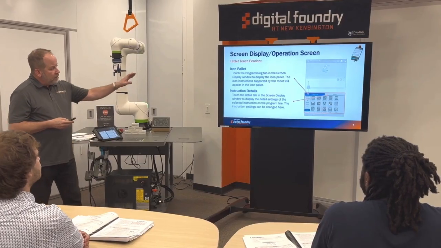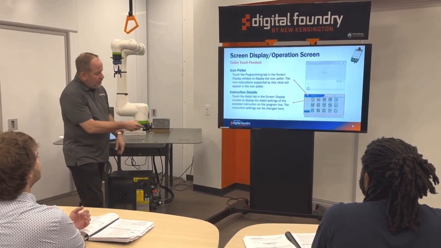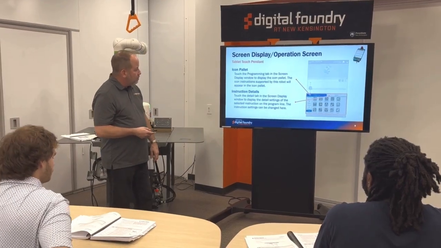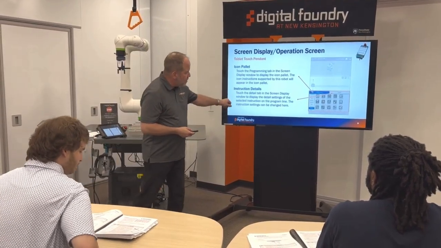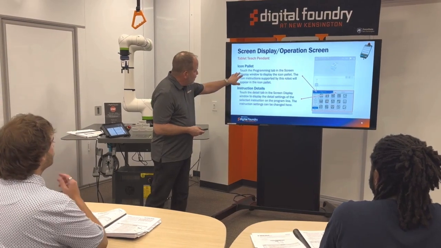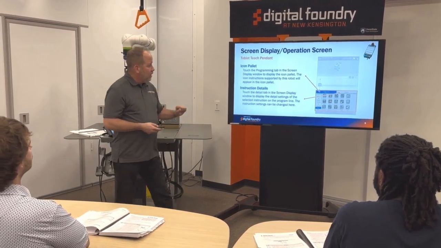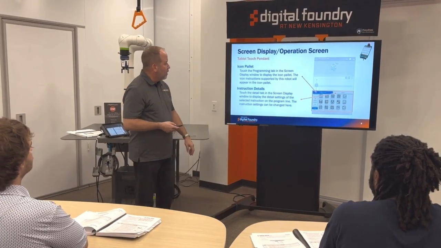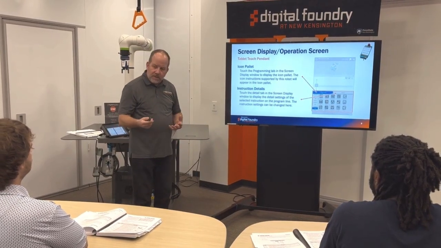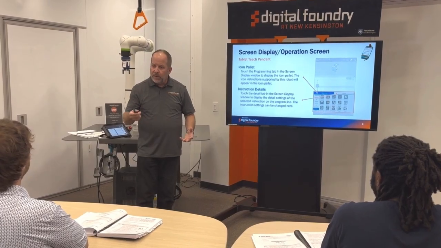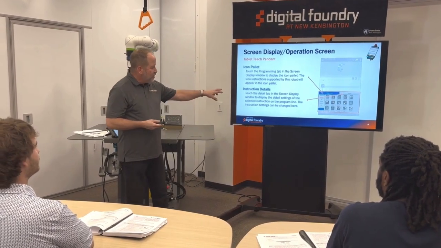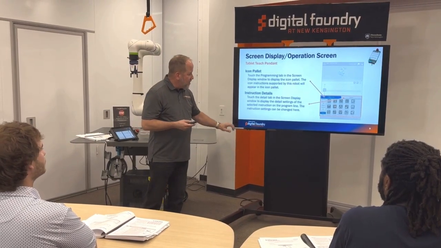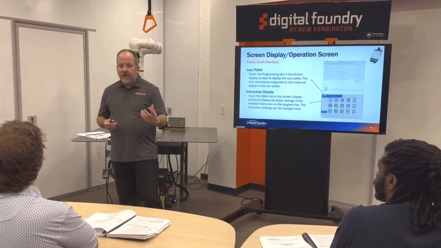Then we go down to the lower part where you see all the icons here. You've got the icon palette and the instruction details. Programming is the tab on the screen that will display the icon palette, and that's this. That allows you to select the right icon for what you're trying to program. Instruction details on that screen display allow the setting of the specific icon that you have.